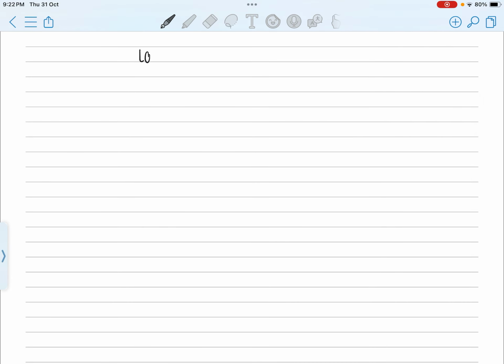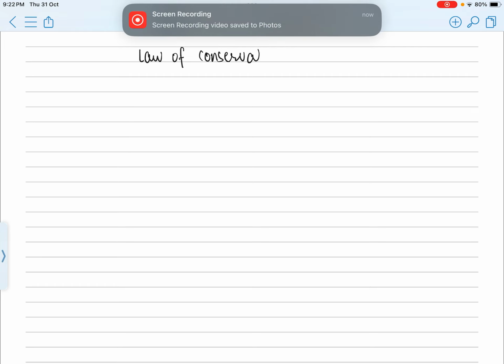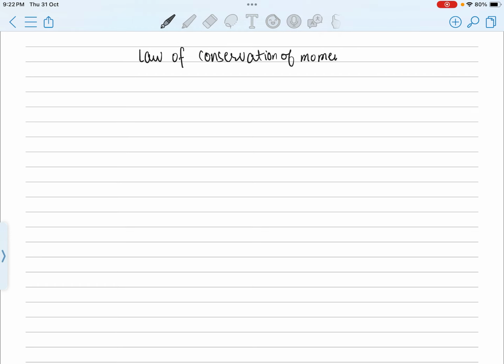Now we will talk about the law of conservation of momentum. Imagine these scenarios. There is a ball A of mass m1 traveling with initial velocity u1. There is another ball B of mass m2 which is traveling with a velocity of u2.